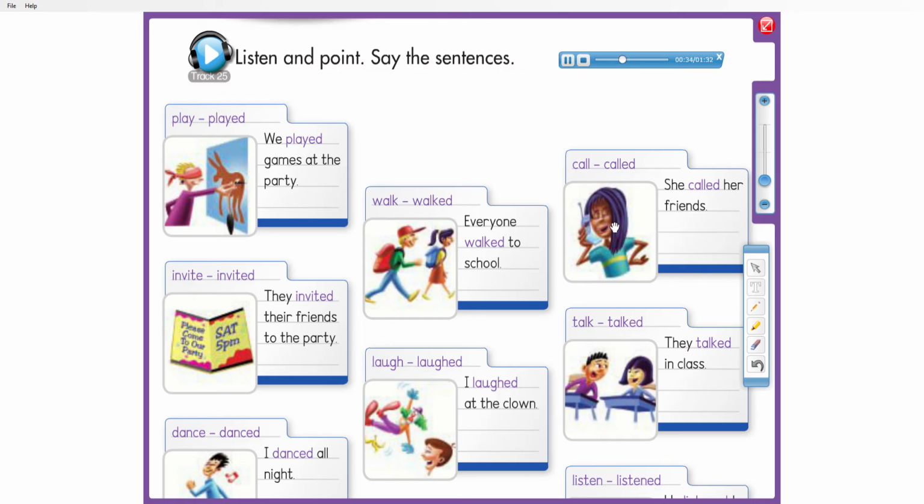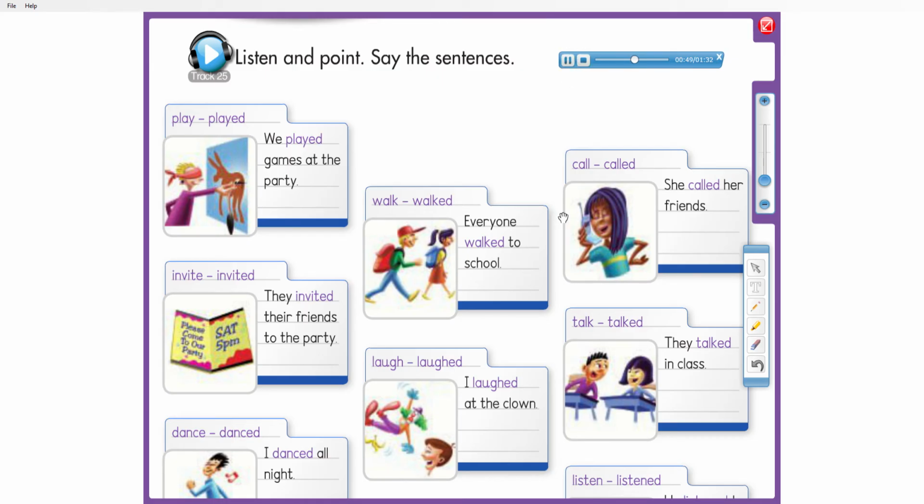Call. Called. She called her friends. The next verb is call. Call in the simple present, called in the simple past. Invite. Invited. They invited their friends to the party. Invite, invited: simple present, simple past.